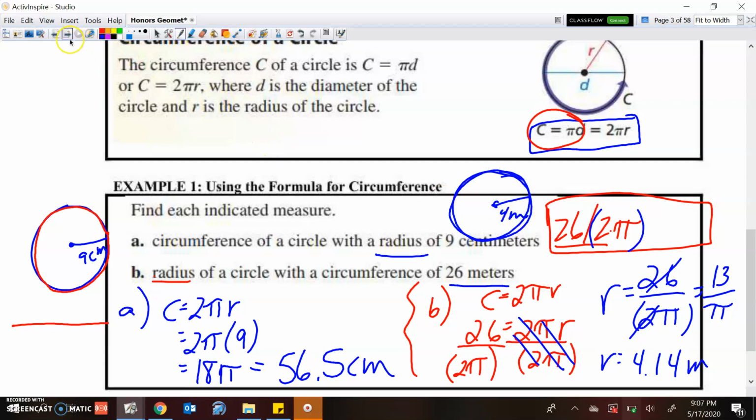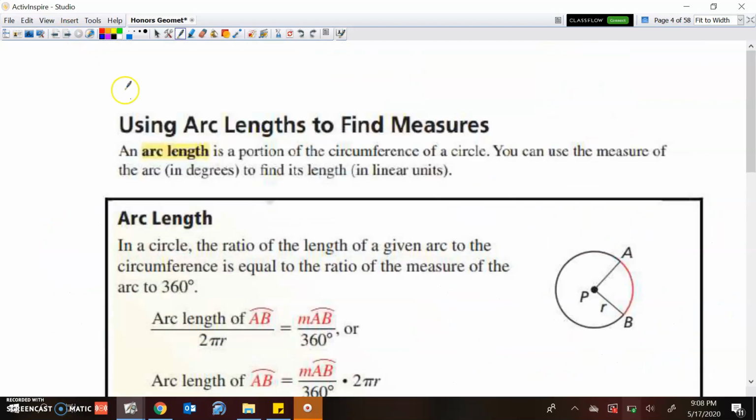Okay, all right, so now let's add in some new stuff, shall we? We turn the page. Now we're going to talk about arc length. Okay, so the stuff we did on circles last chapter is not gone.